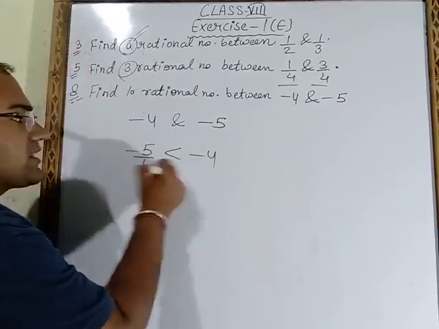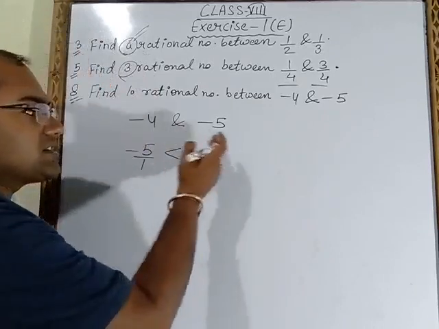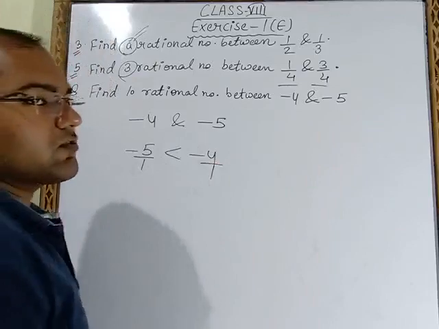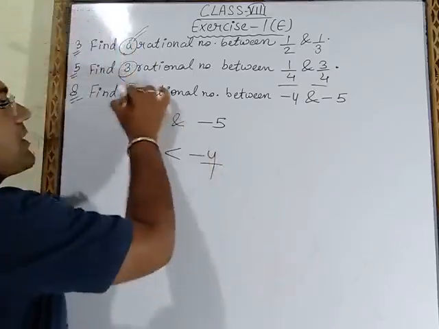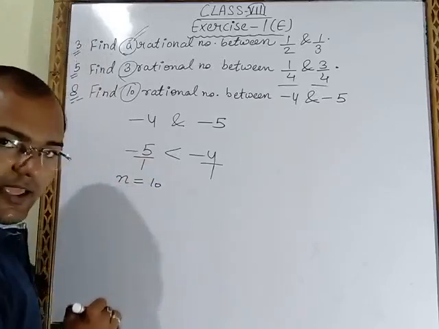Now in the denominator nothing is given. That means we have to take 1. This is -5 upon 1. This is -4 upon 1. Now between -5 and -4 we will not get any integer. So what will we do? We have to write how many rational numbers? 10. So you have to say that the n value is 10.